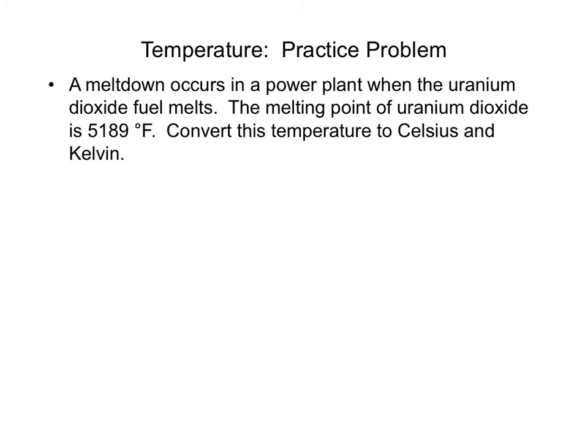And so in our problem, we're given the melting point of uranium dioxide in Fahrenheit, and we want to convert that temperature to Celsius and Kelvin. Now I'll give you the temperature conversions. So I would give you that a degree Fahrenheit is 9/5 of a degree Celsius plus 32. So we can use that to solve for the temperature in Celsius.